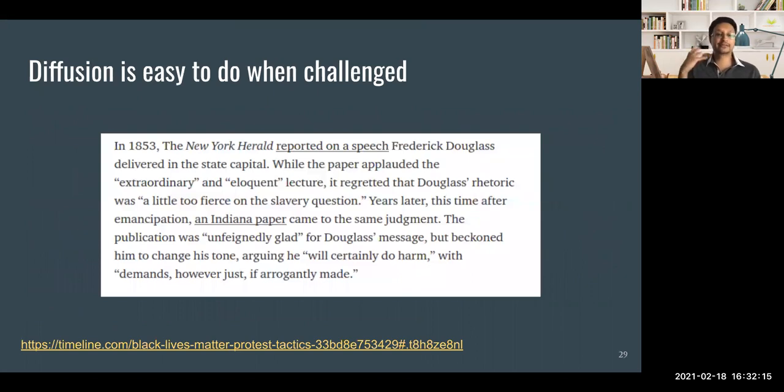And the key thing here as well is that it's easy to use diffusion, denial or delay tactics. Frederick Douglass in the 1850s, talking about slavery, was told, hey Frederick, you're a little too fierce on the slavery question. I'm sure that if you say it more nicely, it will make it easier for us to change. And that's not the case, because change is difficult and change is going to make you feel uncomfortable. And this is what people use to deny and diffuse and delay.